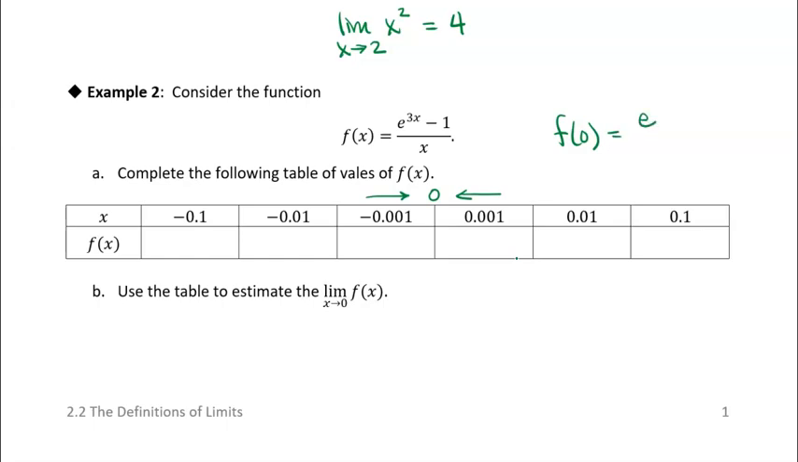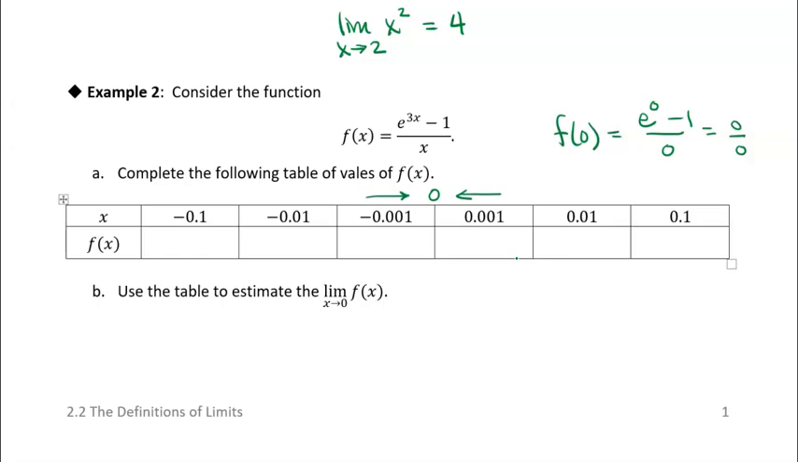We get e to the 3 times 0, which is 0, minus 1, all over 0. So e to the 0 is 1, and 1 minus 1 is 0. We get 0 over 0, which doesn't make any sense. That's undefined. So based on just plugging in the number, we don't know what's happening as we approach 0.